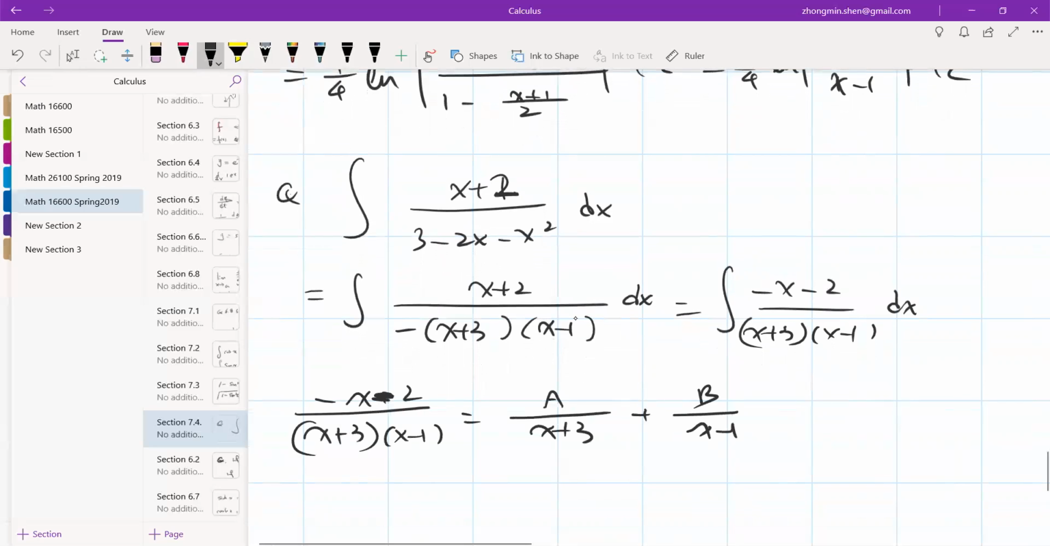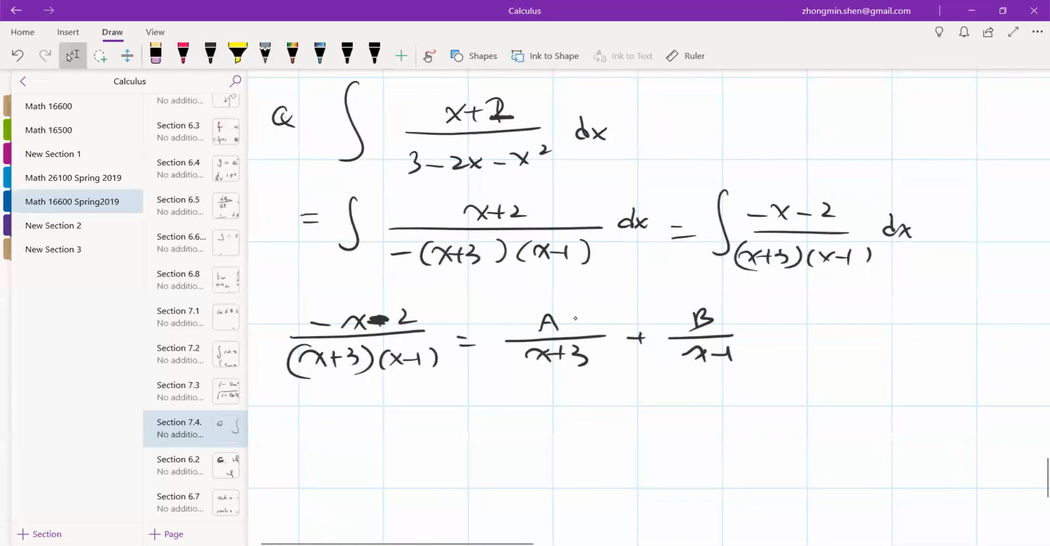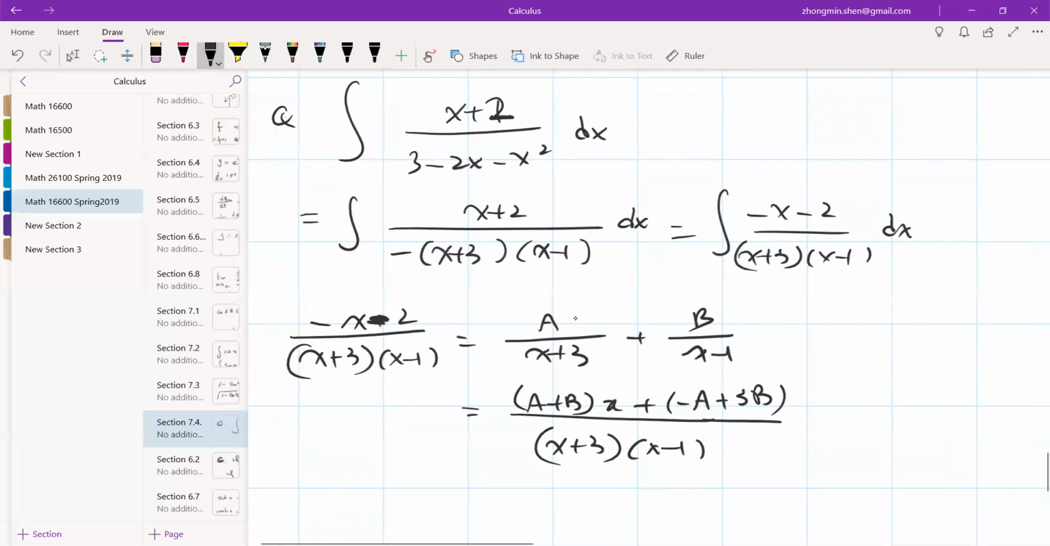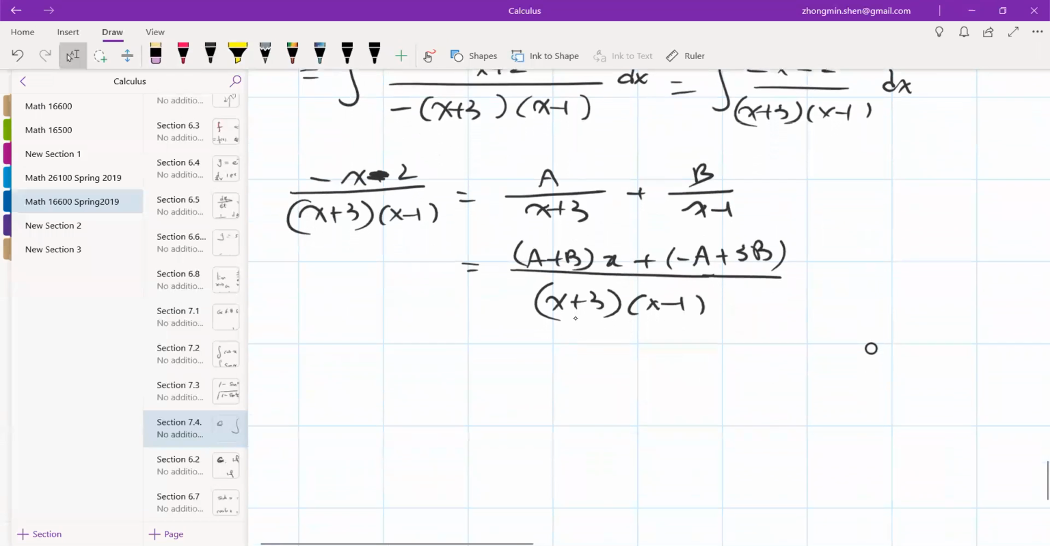A and B must be constants, but they are quite different terms. So I combine them. I will get a plus b times x, and negative a plus 3b for the second part. So compare both sides. You will get a plus b equals negative 1, and negative a plus 3b equals negative 2. You're still able to determine the coefficients, right?